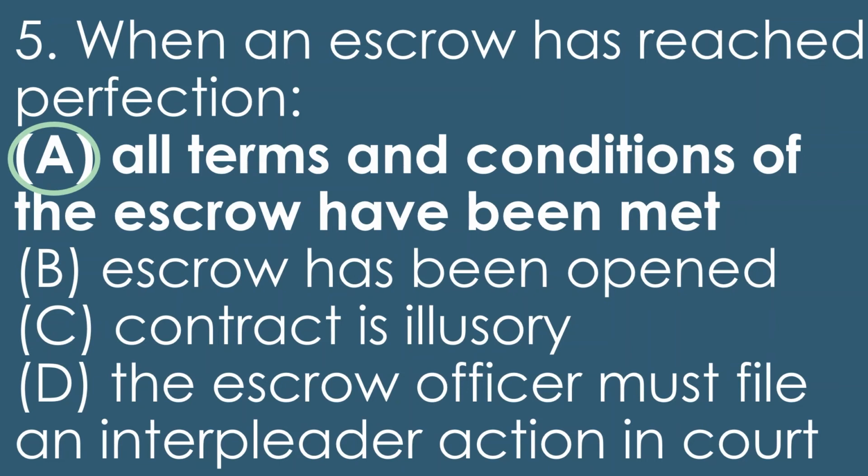That is saying that escrow's job, what it was supposed to do to help facilitate the transaction, to follow the escrow instructions, and everything that needed to happen did indeed happen. So everything has been met. Now, that doesn't mean that escrow's been opened. That just means escrow's been opened. But once it's opened and then it's been perfected, at that time, usually escrow is closed. Contract is illusory? No. The escrow officer must file an interpleader action in court? No. That would be something going wrong with escrow, and so it has not been perfected yet. The best answer is all terms and conditions of the escrow have been met.